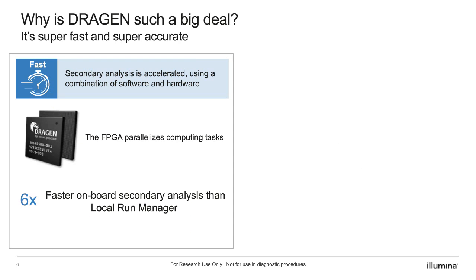So why is DRAGEN so important? The answer is that it's super fast and it's super accurate. Using the DRAGEN software and hardware accelerates secondary analysis tasks. DRAGEN is up to 6 times faster than Local Run Manager, which is our other on-instrument analysis software found on our benchtop sequencers.